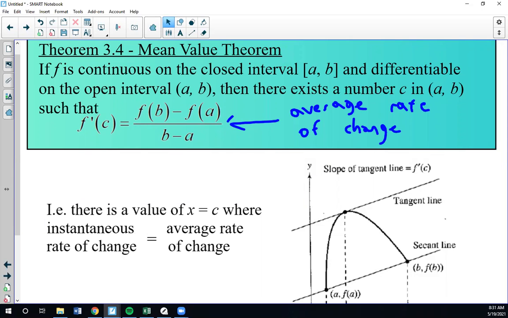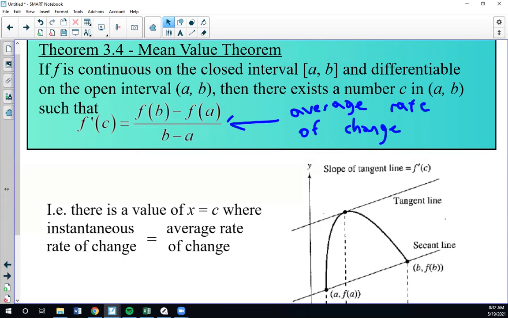Mean value theorem. We're going to spend about 15, 20 minutes reviewing what the mean value theorem is and what it does, and a couple of FRQs on it so that you're comfortable with having seen it before. Mean value theorem says that if f is continuous on a closed interval and differentiable on an open interval, then there exists a number c such that f prime of c is equal to f of b minus f of a over b minus a.